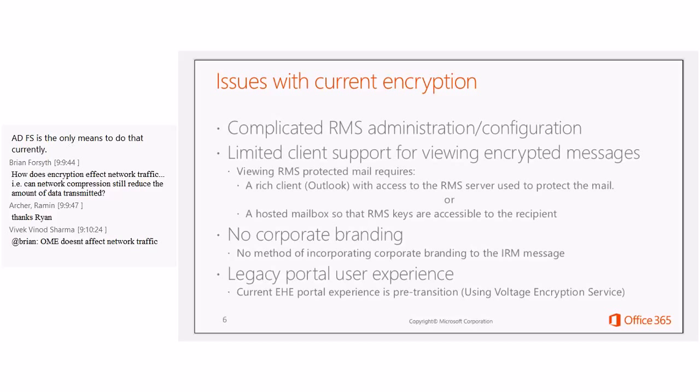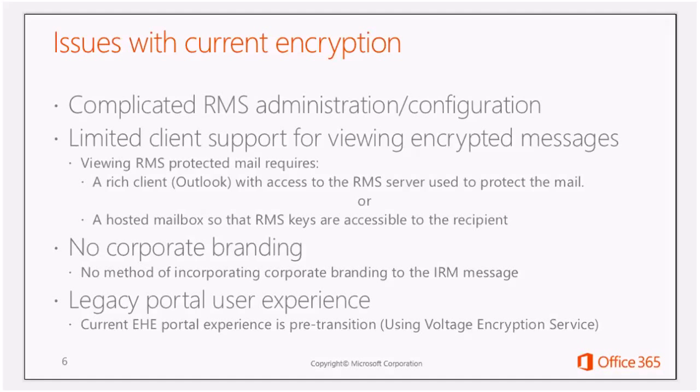Another disadvantage is that a lot of the encryption solutions have limited client support for viewing encrypted messages. RMS is probably one of the most common examples: in order to view an RMS encrypted message in the typical sense, you have to have a client that is RMS aware. In other words, it knows how to interpret that rights-protected message and communicate with your RMS service to get the appropriate keys and licenses. In the service, you can also use hosted encryption, in which case you would be required to have a hosted mailbox with the RMS key accessible to the recipient. So again, some limitations there.